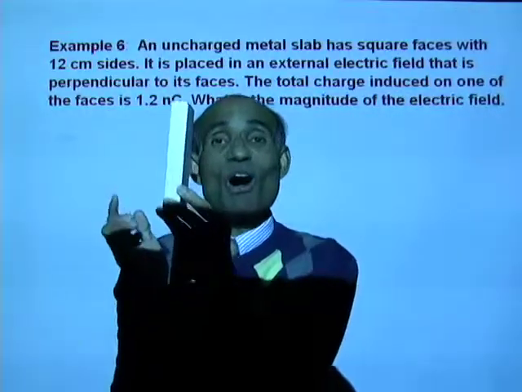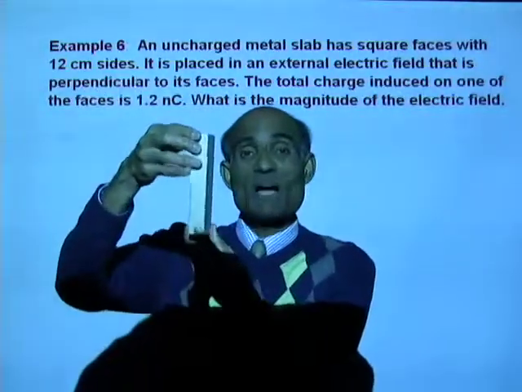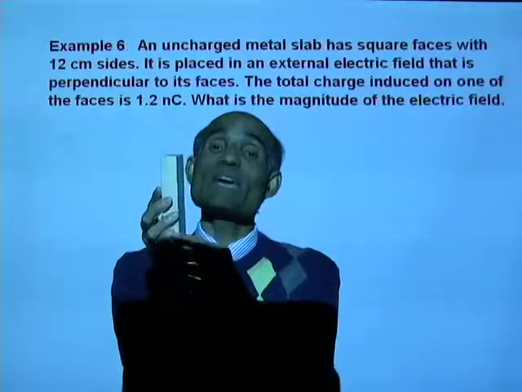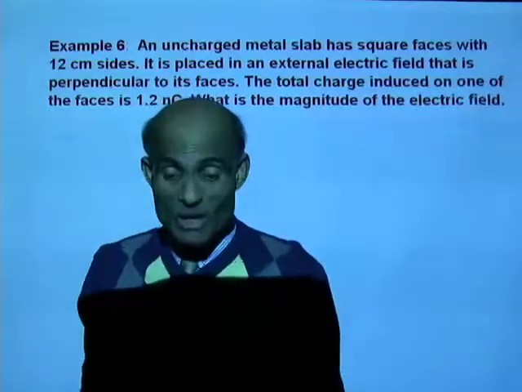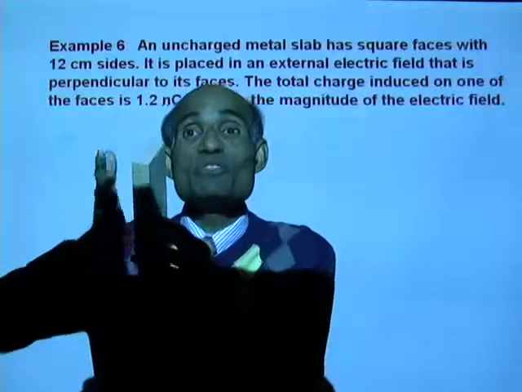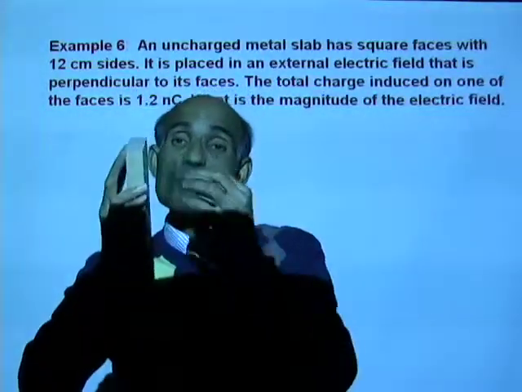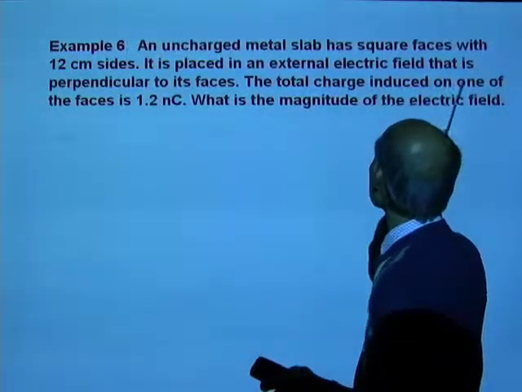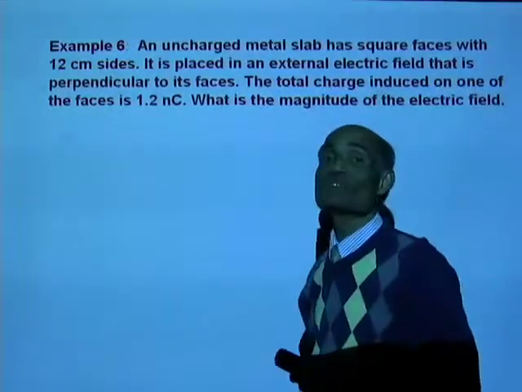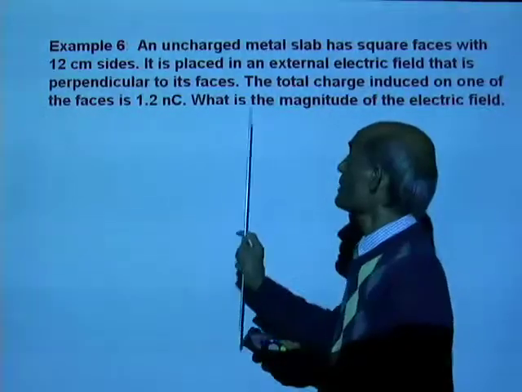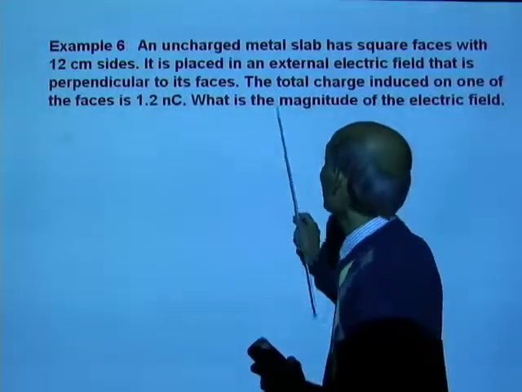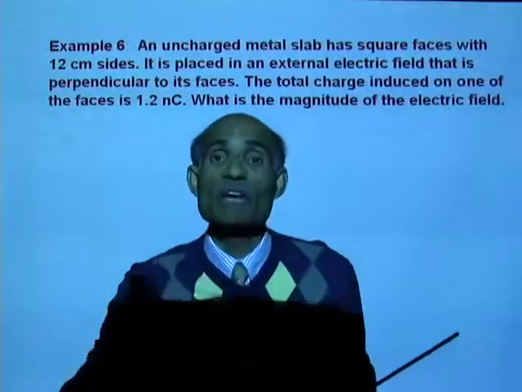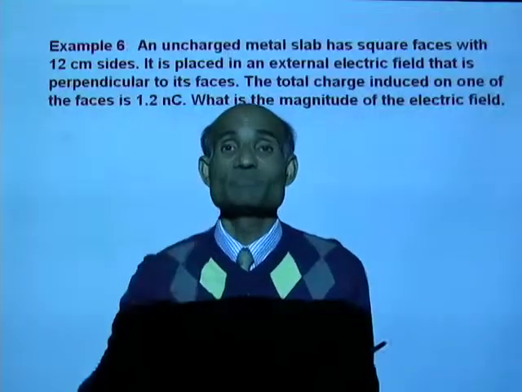So the net effect of placing this metal slab at right angles to an electric field is that one face of it will get negatively charged and the other face will get positively charged. We call it the induced charge. You see, each face will get induced electric charge. Alright, the total charge induced on one of the faces is 1.2 nanocoulomb. Now you understand the meaning of the induced charge. What is the magnitude of the electric field in which that metal slab is placed?